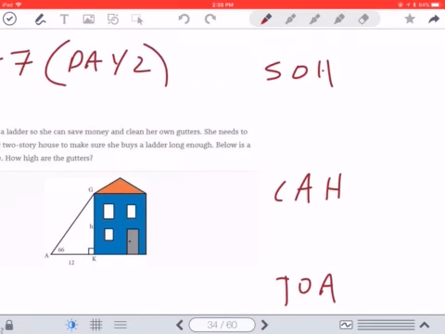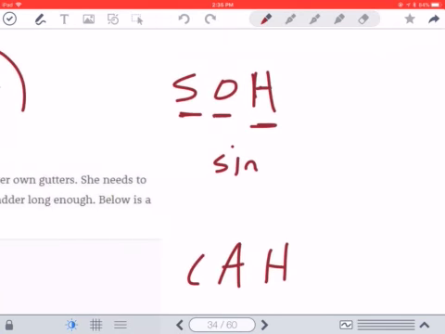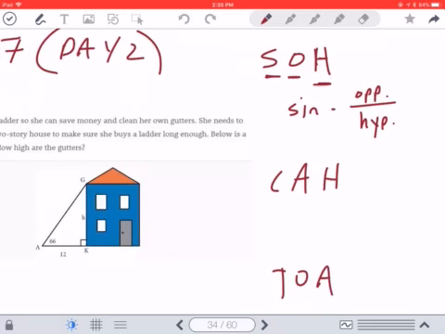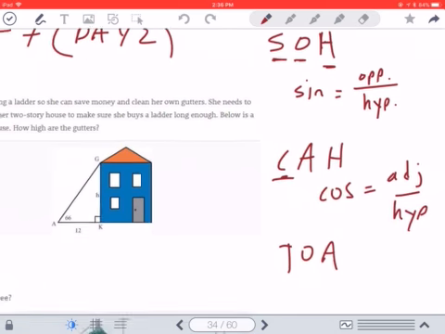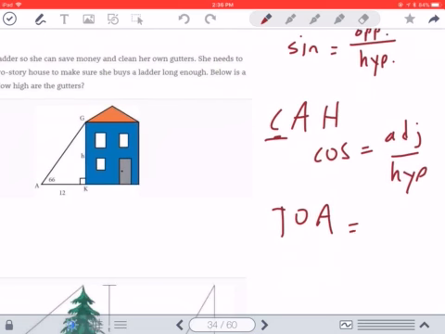Okay, and if you remember from geometry, all of these letters stand for something. So the S stands for sine, which is a trig function. Sine is the opposite, that's what the O stands for, over the hypotenuse. And the cosine, what the C stands for, is the adjacent side over the hypotenuse. And the TOA, the T represents the tangent, and I'll abbreviate that with tan. Tangent is opposite over adjacent.